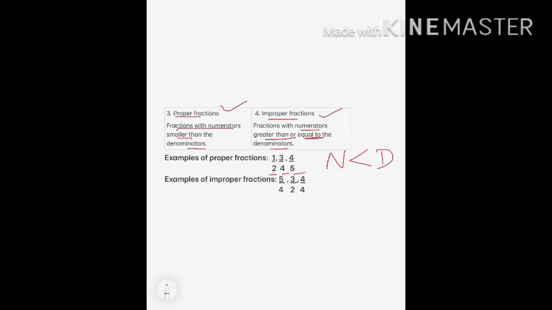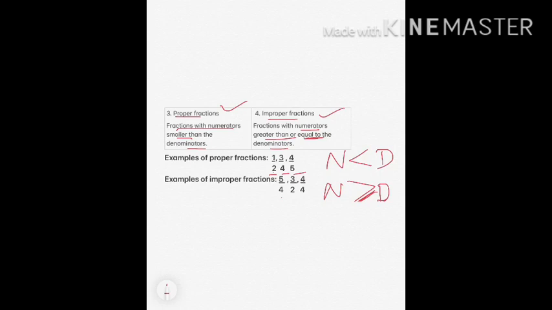Now, improper fraction has two conditions to follow. First one, numerator should be greater than the denominator. And also equal to. I have made an equal to sign also. If either of the conditions is satisfied, then it is an improper fraction.